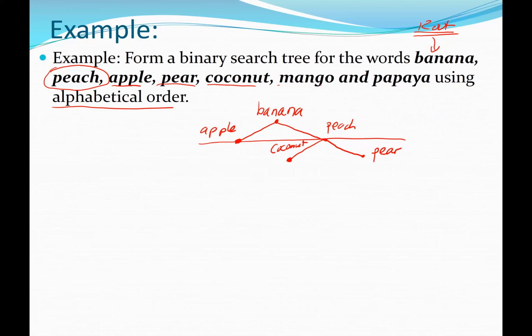Next one is mango. All right, mango is bigger than banana, but mango is smaller than peach. And then mango is bigger than coconut. So mango will be on the right-hand side of coconut. And papaya is bigger than banana. Papaya is smaller than peach. And papaya is bigger than coconut. And papaya is bigger than mango. So papaya will be on the right-hand side of mango.